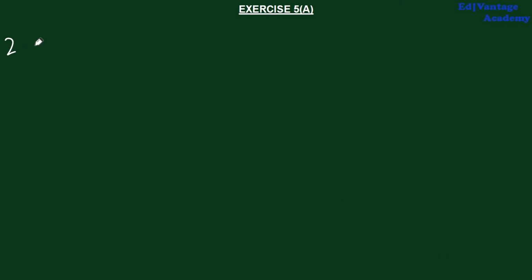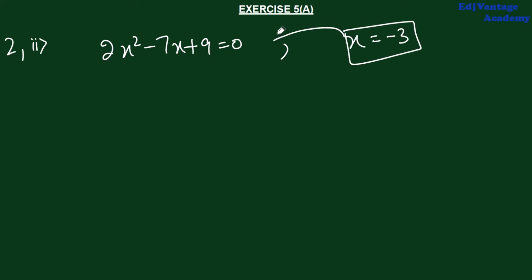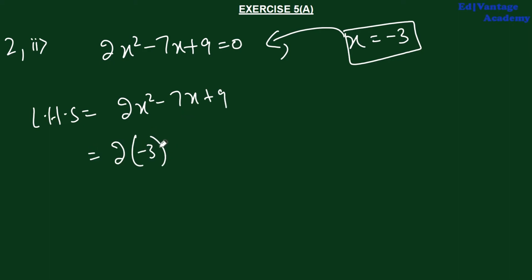So the second question, second part, they have given is: is x equal to minus 3 a solution of the equation 2x square minus 7x plus 9 is equal to 0? Is x equal to minus 3 a solution of this equation? How do we check? Substitute in LHS. LHS is 2x square minus 7x plus 9. We substitute the given x value in it.